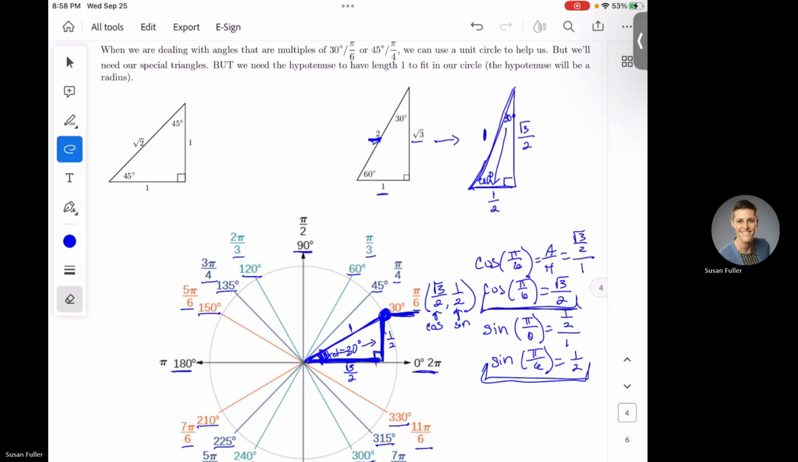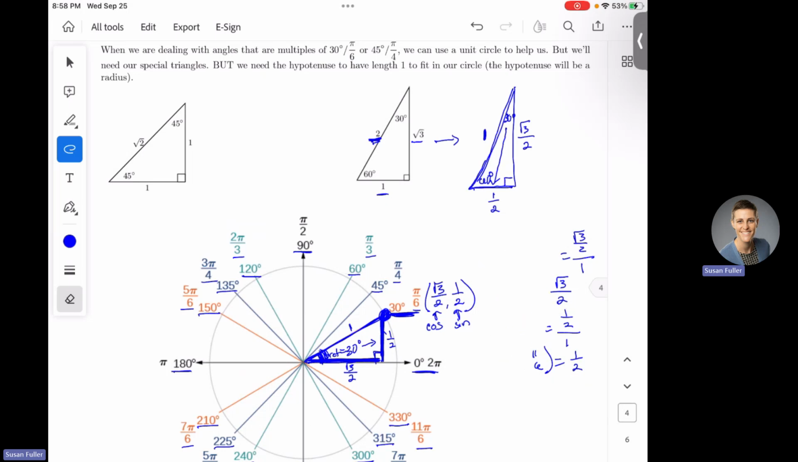Okay, so this ordered pair, root 3 over 2, 1/2, is the point on the unit circle that coincides with where the terminal side of a 30-degree angle or a pi over 6 angle hits the unit circle. And notice that our x value coincides with our cosine value, our y value coincides with our sine value. That's not a fluke, that's a thing.